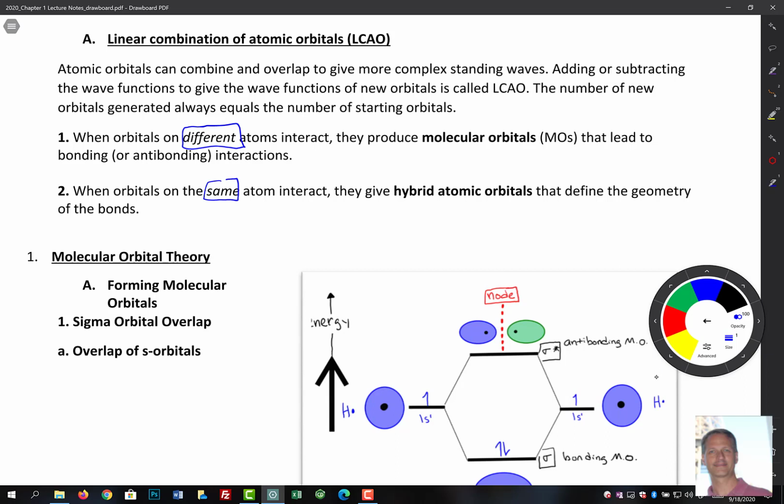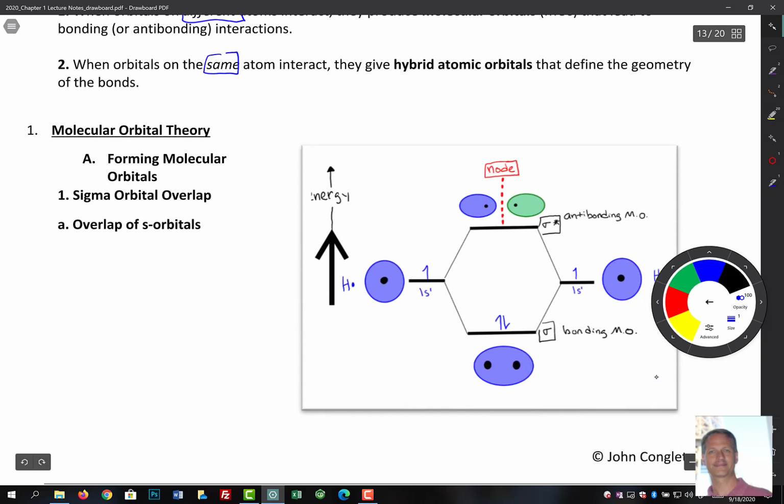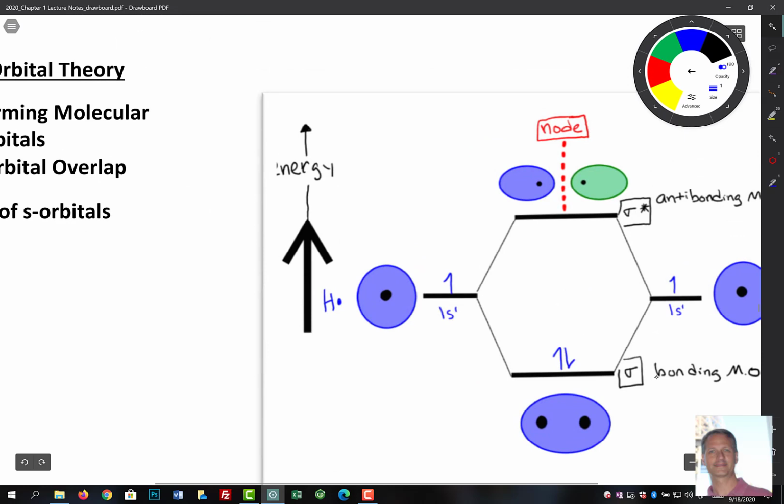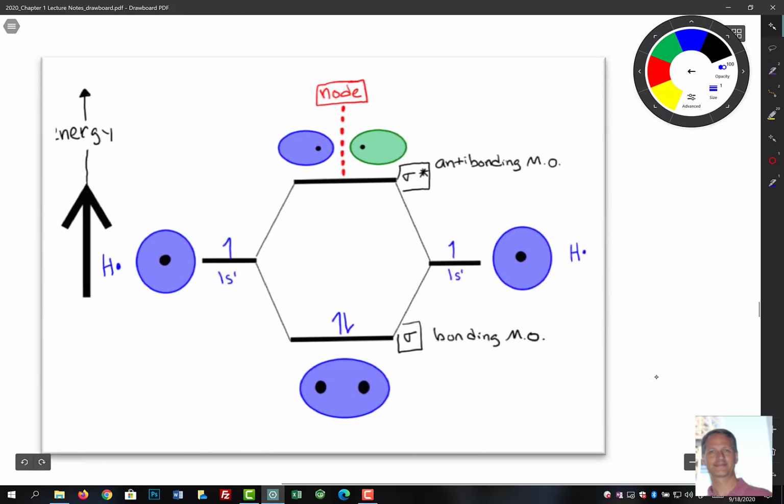So when we talk about spectroscopy, we often talk about molecular orbitals. When we talk about bond atom shape and stuff, we usually talk about hybrid atomic orbitals. So they're both models that work depending on what situation we want to use them in. So let's take a look at H2, guys. So this is what H2 would look like.